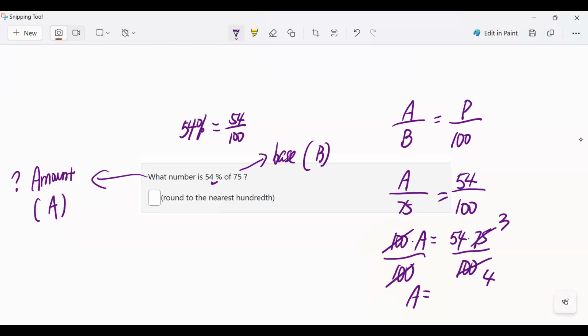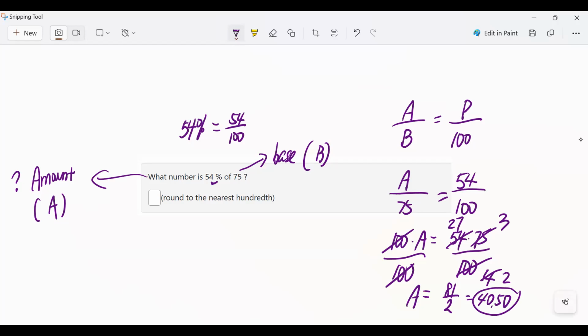You get 4 here. And we can actually continue reducing, right? Because both 54 and 4 can be reduced by 2, so it becomes 27 and 2. Multiply across: 27 times 3 is 81, over 2. 81 over 2 is 40.5. Then once you round to the nearest hundredth, basically it's 40.50.